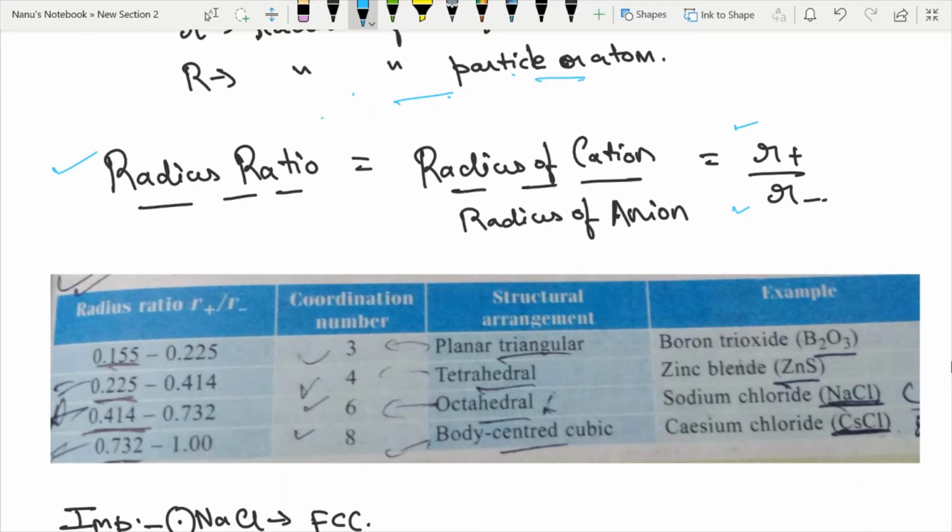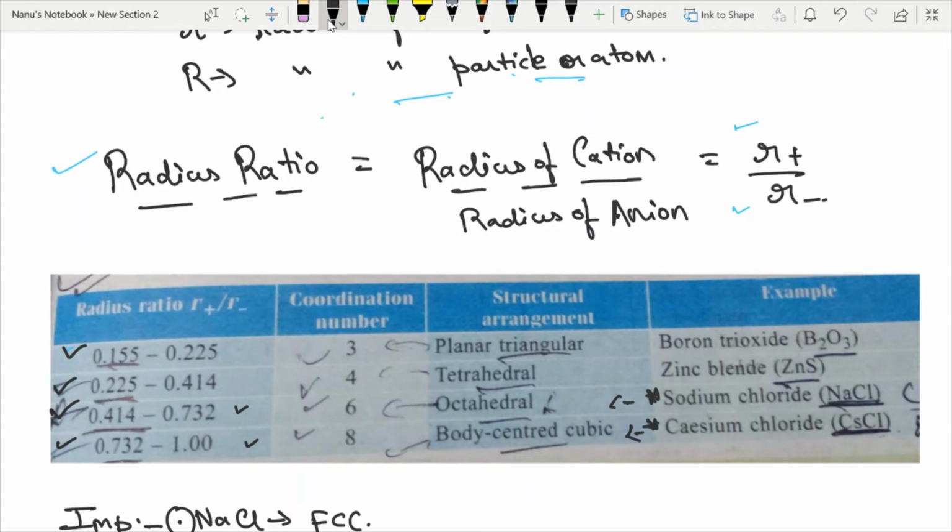So for what range of radius ratio will the coordination number be this, or the structural arrangement be what? This is many a times asked in the exam, and remember the examples, especially for sodium chloride and cesium chloride. These two examples are very important: the structural arrangement is octahedral for NaCl, and body centered cubic for CsCl, coordination number is 6 for this, 8 for this, and remember the range of radius ratio.